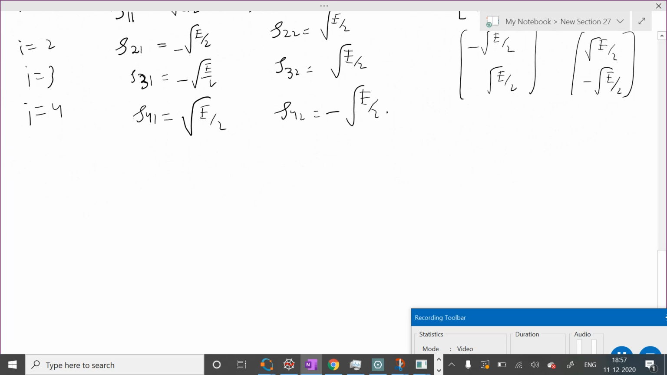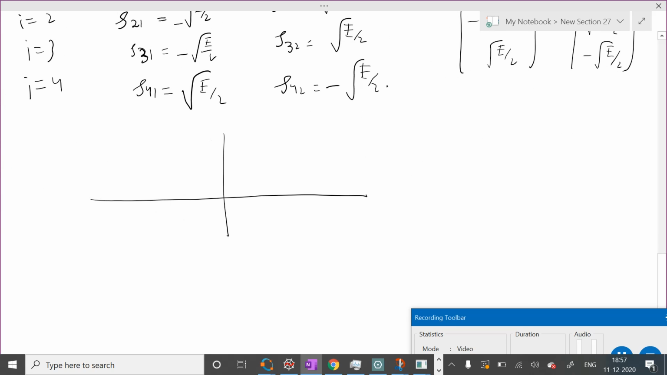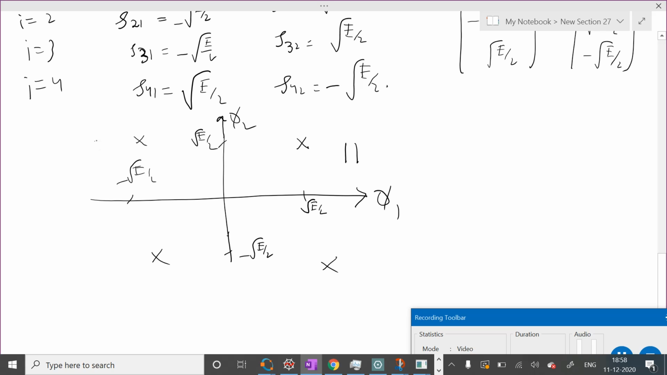So we can represent them in two-dimensional axes like this. If this is root E by 2, this is also root E by 2, this is minus root E by 2, and this is minus root E by 2, and this is the phi 1 axis, this is the phi 2 axis. Then this is one point, other point, other point, and other point. As explained yesterday also, they can be assigned a particular bit pair. Suppose I can represent them by 1 1, then 0 1, 0 0, 1 0.